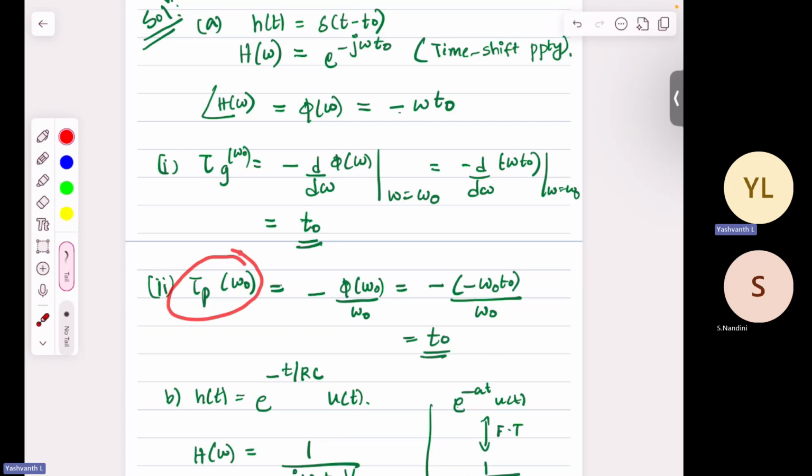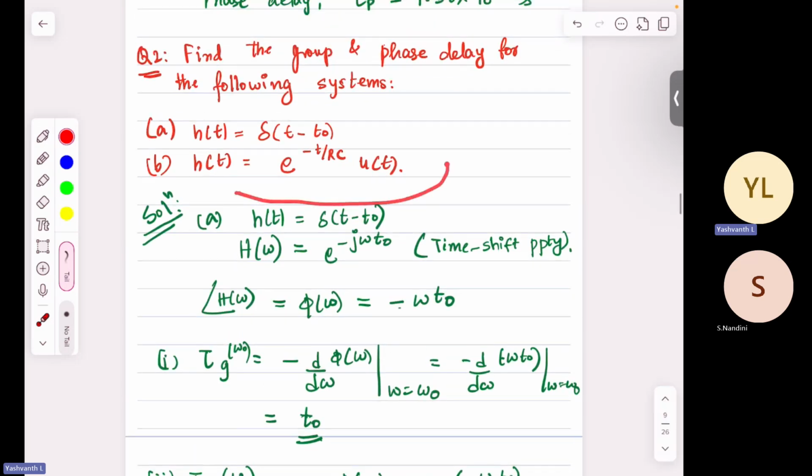Similarly, if you look at the phase delay, there is no differentiation in that expression. So it's just minus phi of omega naught by omega naught, which is nothing but minus of minus omega naught t naught by omega naught, which is equal to t naught. Okay, therefore here you see both of them are equal. That's because your phase response is linear in frequency, and that's what we told, right? Group delay and phase delay are equal when the phase response is linear. That's why both the group delay and phase delay are matching.